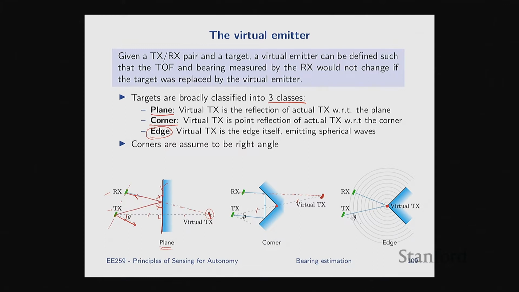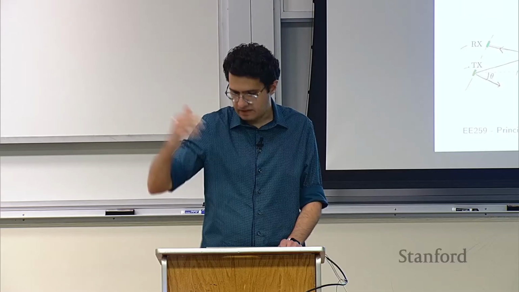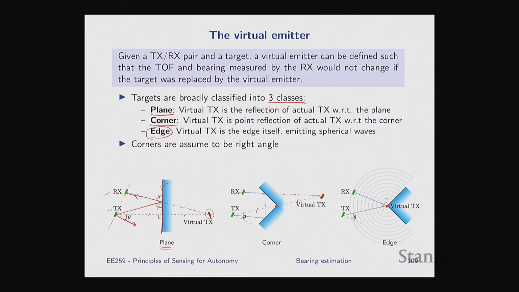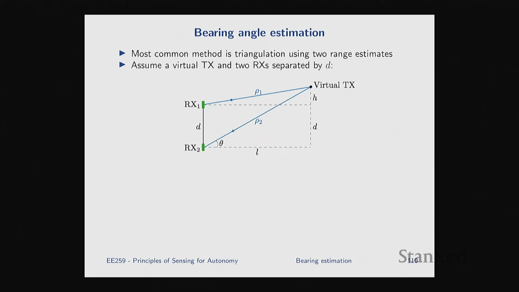And one point to note about edge targets is that, as we said before, the echoes that reflect back are going to be spherical waves, because those essentially act like very small point targets, and they echo back spherical wavefronts to you. Okay, so that's the idea of the virtual emitter, purely geometric, right? Nothing really physically new about it. But why is it useful? It's useful because it lets us do DOA estimation very easily.